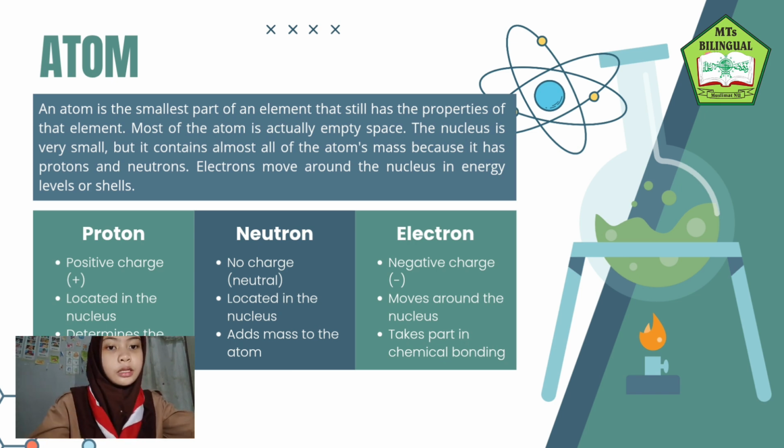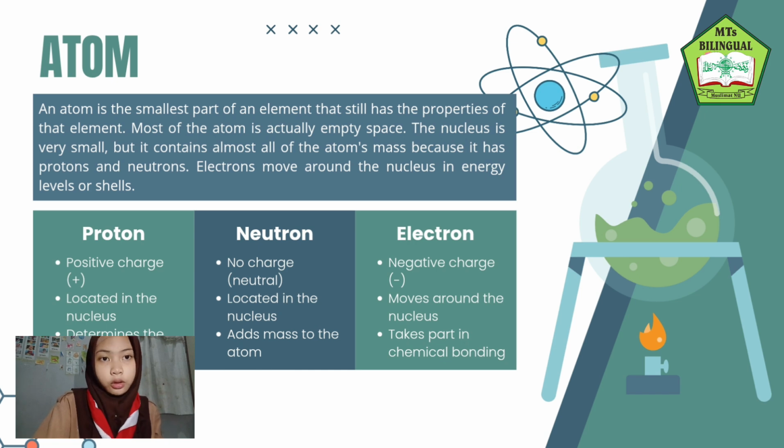An atom is the smallest part of the element that still has the properties of that element. Most of an atom is empty space. The nucleus is very small, but it contains almost all of the atom's mass because it contains protons and neutrons. The electrons move around the nucleus in energy levels or shells.